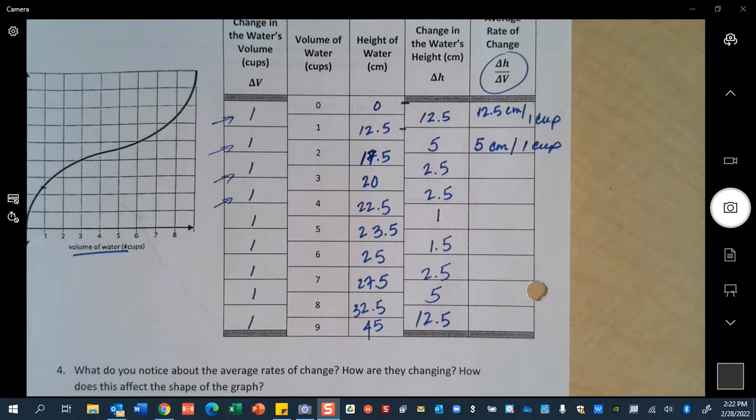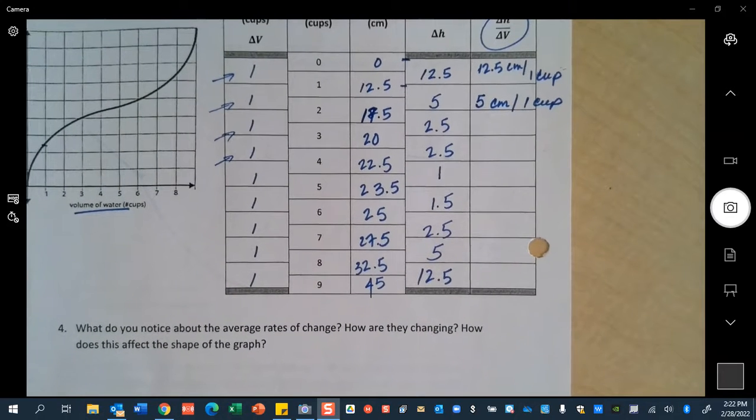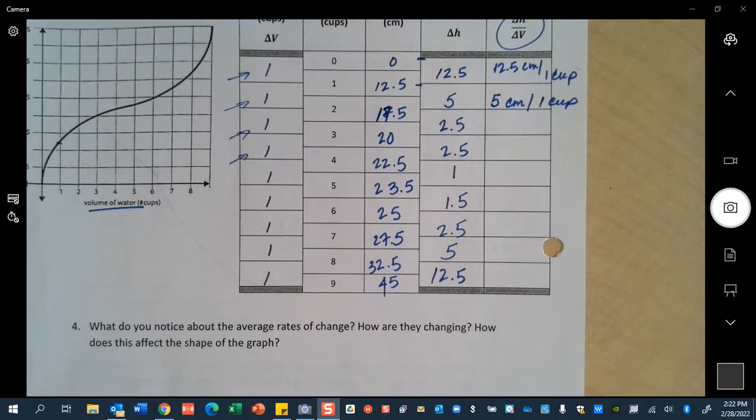Big jump, medium jump, a little bit of a smaller jump, smallest jump. Little bigger, little bigger, little bigger, huge jump. So what we want here is, what do you notice about the average rates of change? How are they changing? And how does this affect the shape of the graph? Again, I'm looking for, same as what we did with the fan and pick, I'm looking for fluency in your discussing increasing and decreasing and the graph and the derivative and the rate of change. I'm looking for those words in your explanations.